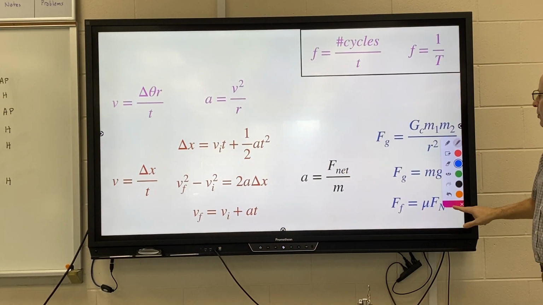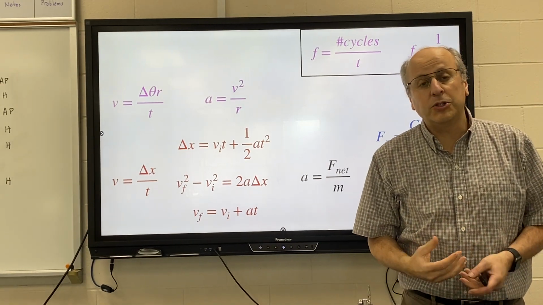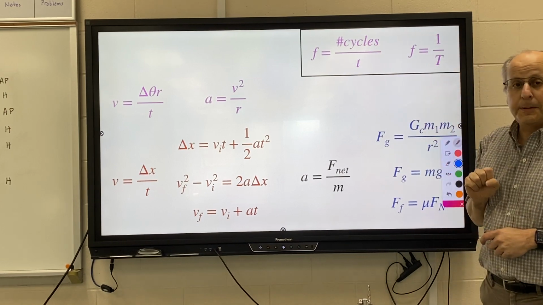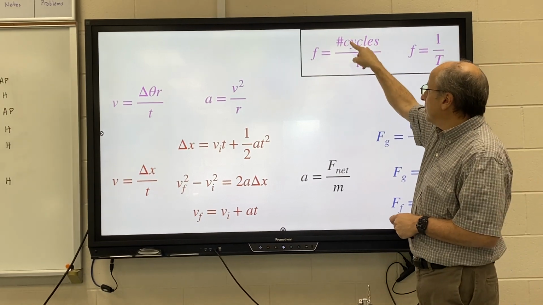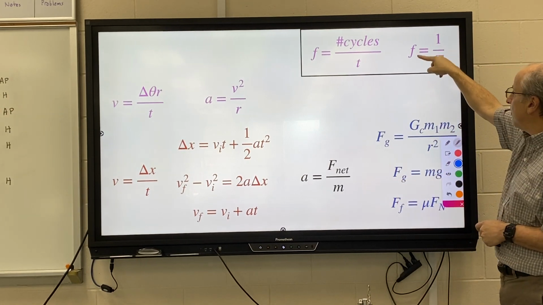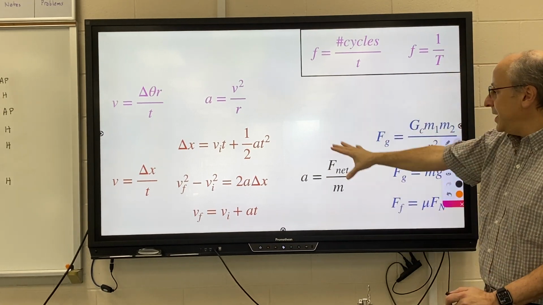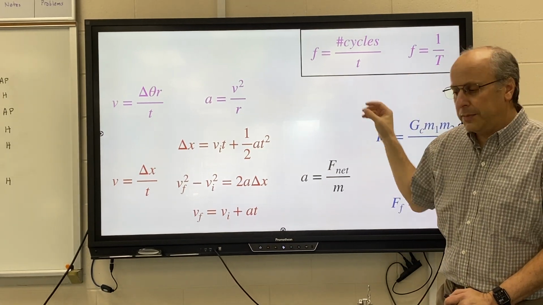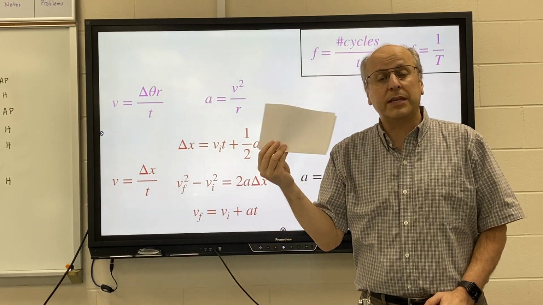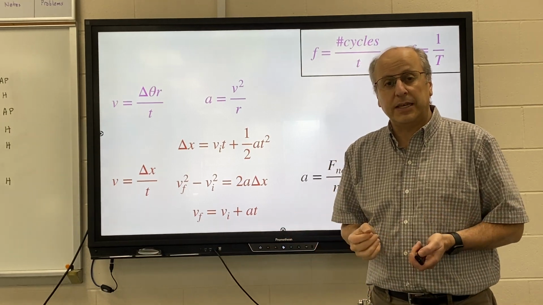Finally, we have 2 unique formulas for periodic motion, and they are the formulas for frequency and period. Remember, frequency is your number of cycles over time, and frequency and period are reciprocals of each other. So pause if you need to, but make sure you have a formula sheet with just these formulas on it. Put this in your reference section so you can access it throughout the rest of the year.